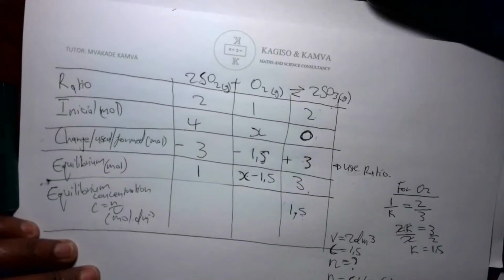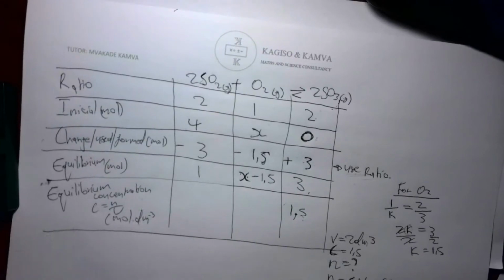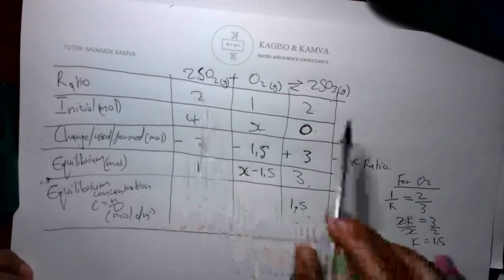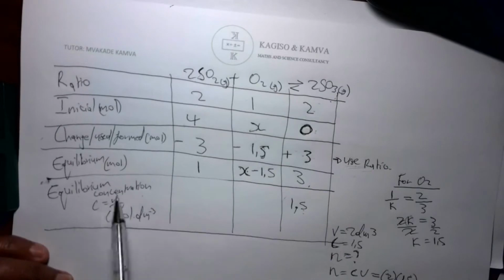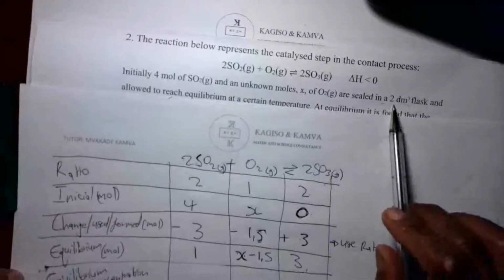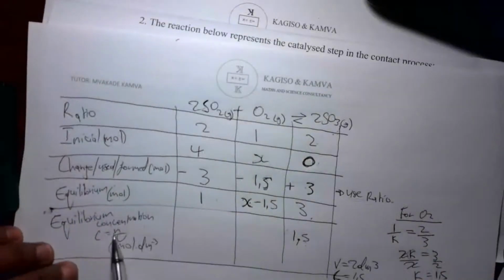Okay, and then we have to get what? The equilibrium concentration, because for Kc, for us to use the values, or to substitute on our Kc expression, we need to have concentrations of these substances at equilibrium. So the equilibrium concentration. So the volume here, we are told that the volume is 2. Okay, so we got equilibrium mole. So how do we get concentration? We use this formula here.